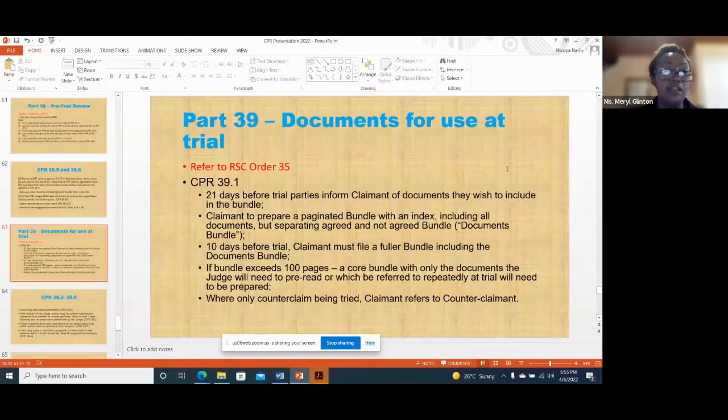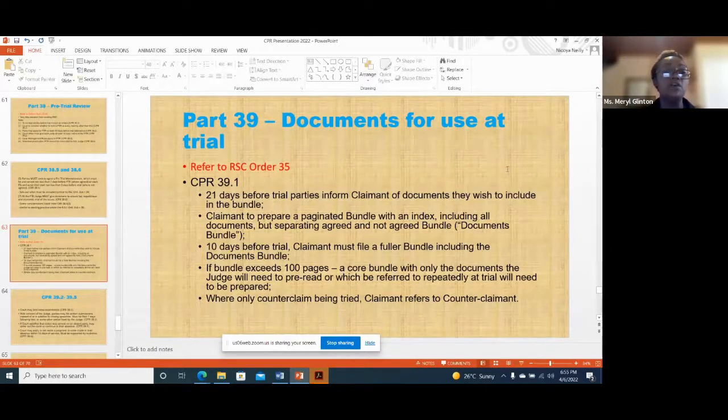10 days before trial, a claimant must file a fuller bundle, which is going to include that documents bundle, but which also has certain pleadings which must be included in there as well. I'm going to draw your attention specifically to 39.1 and to look at everything that must be included in that bundle. If that bundle exceeds 100 pages, then you will also have to produce a core bundle.